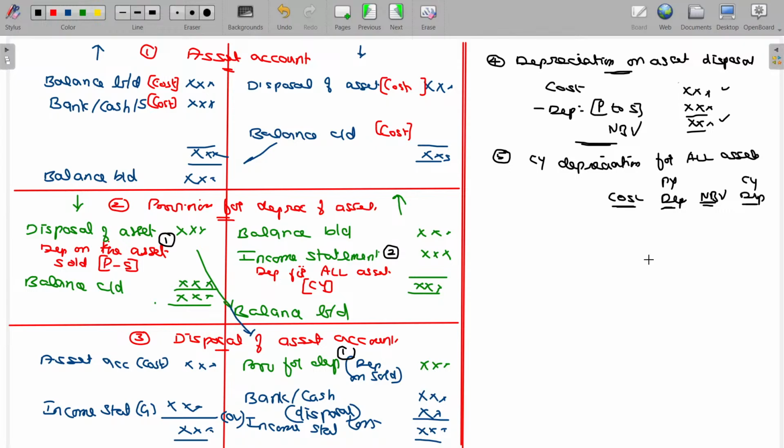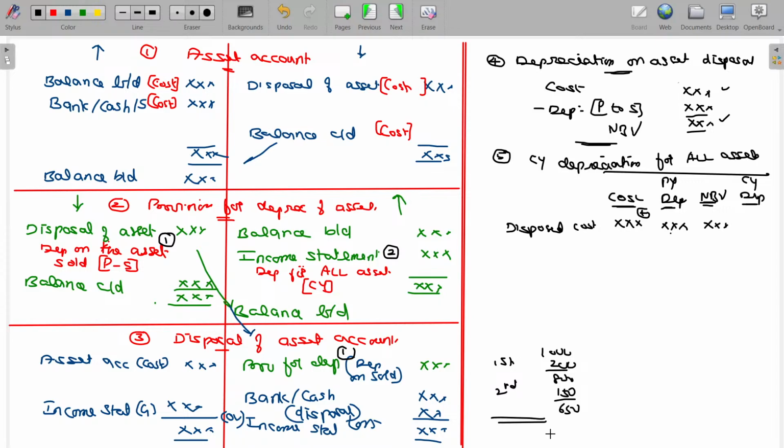Now, depreciation will go there, and depreciation up to the previous year end. If you subtract this, you will get the net book value. For example, 1000, 200, 800. This is the first year depreciation. In the second year you subtracted 150. Today it is 650.